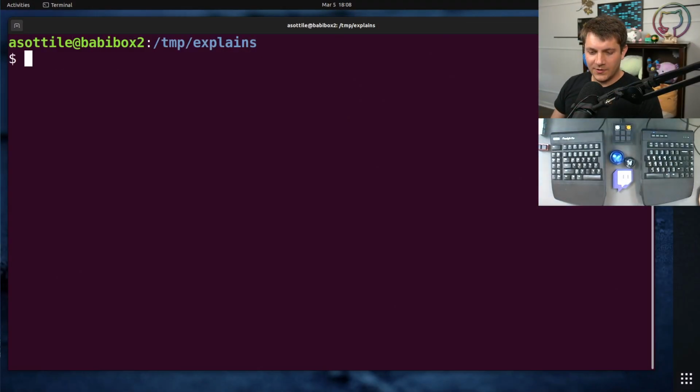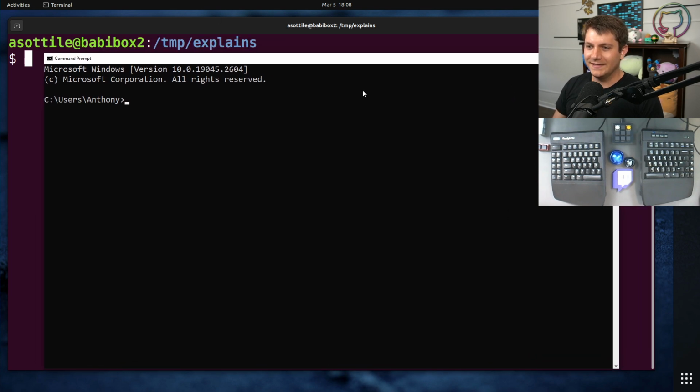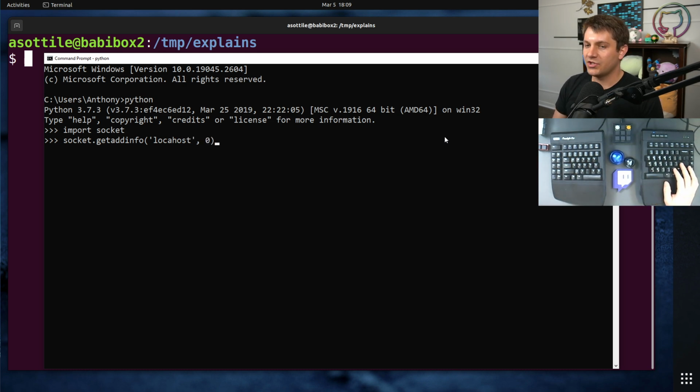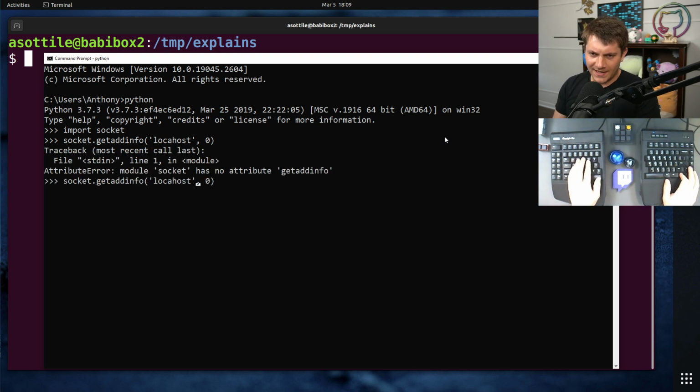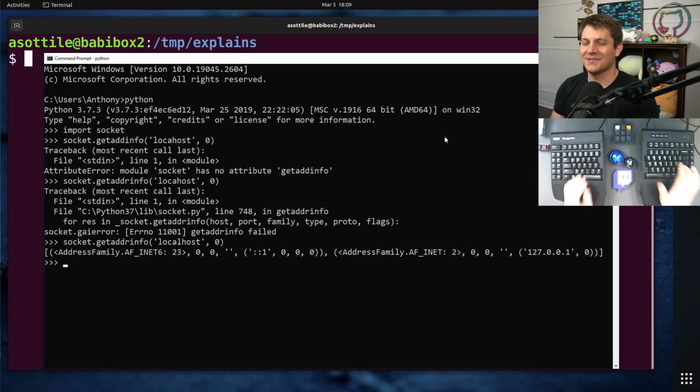For this, we're actually going to be using my Windows command prompt because I have configured my Linux machine to avoid this problem. What we're going to be looking at today is what the name localhost means. To do that, we're going to be using the socket module and socket.getaddrinfo, which looks up a particular name and gives you information about it. It would be great if I could spell. I mean, two typos. There we go.